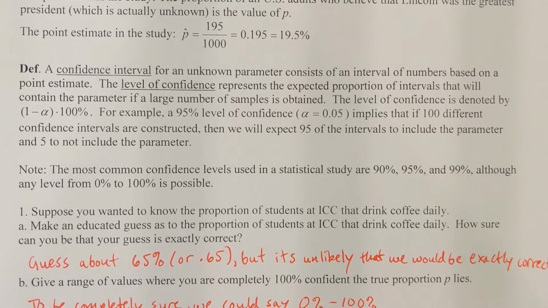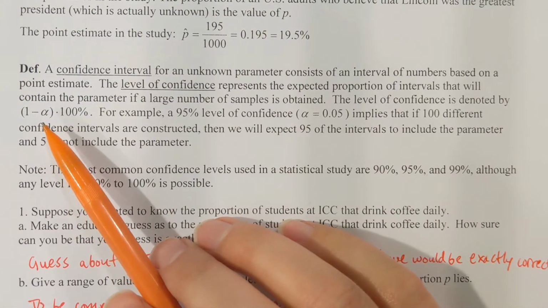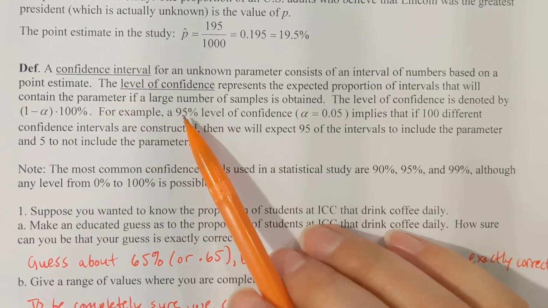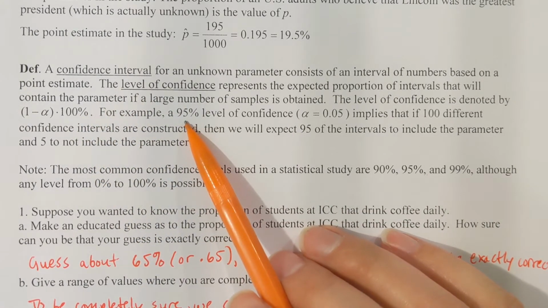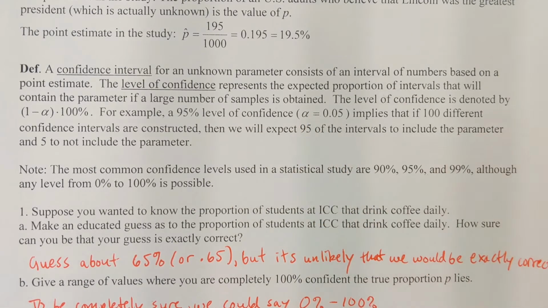The level of confidence is denoted by 1 minus alpha times 100%. So, for example, if you had a 95% confidence level for a particular problem, alpha would be 0.05, since 1 minus 0.05 is 0.95, and 0.95 times 100% would give you the 95% level that you're working with. We're going to have to identify alpha in some of the problems later on.